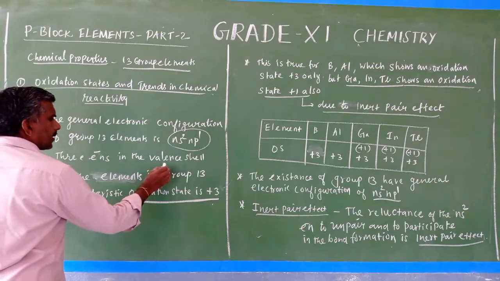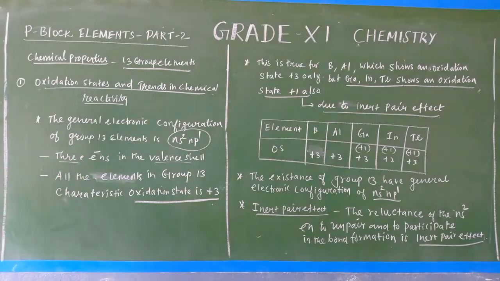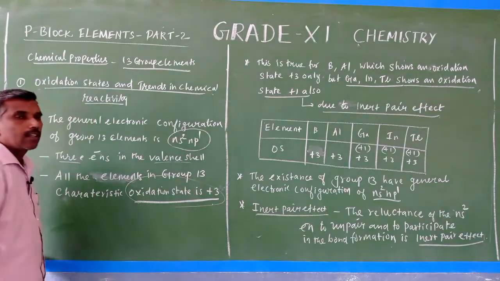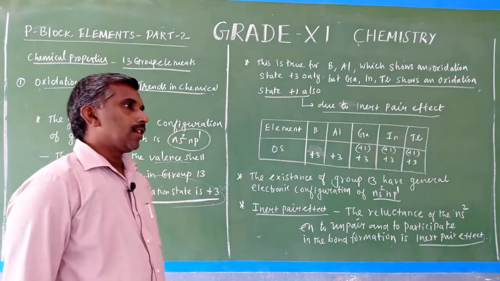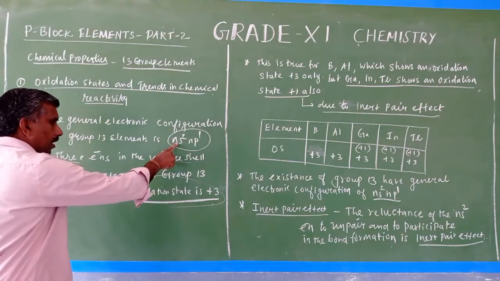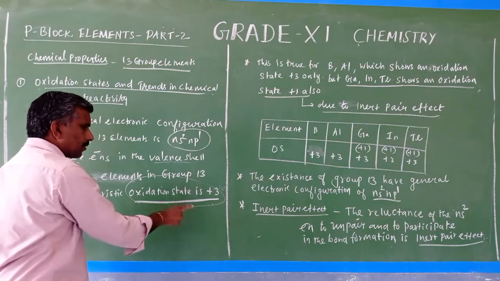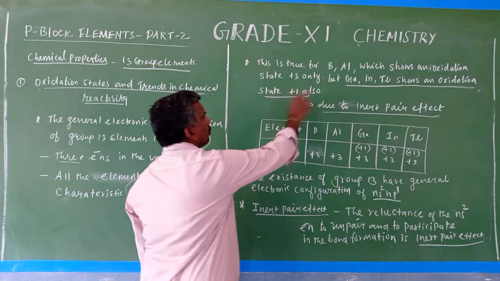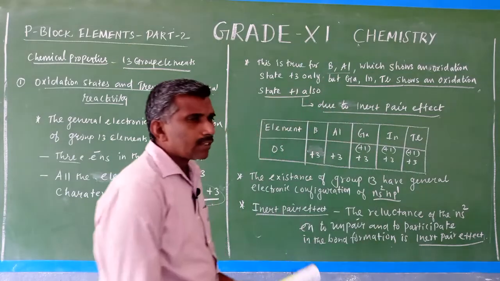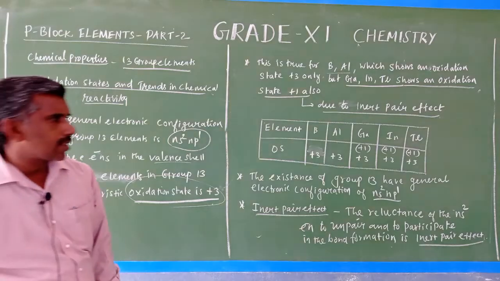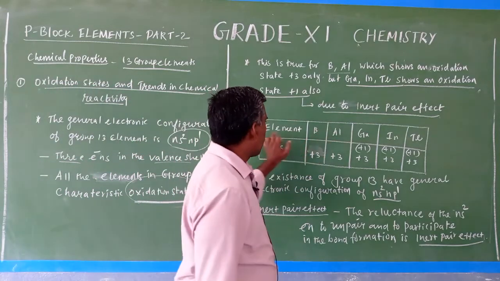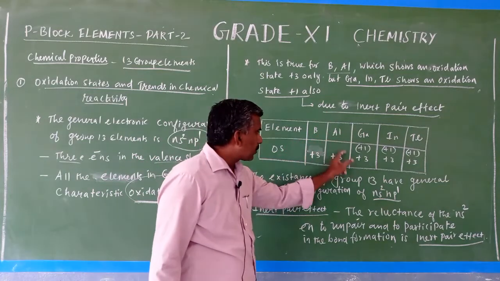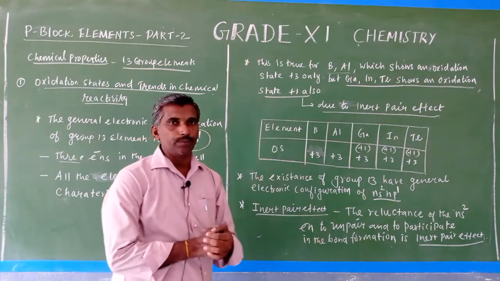These 3 electrons are in the valence shell. All the elements in group 13 have the general electronic configuration ns2 np1, and the general oxidation state is plus 3. All the elements show plus 3 oxidation state. This is true for boron and aluminum. Boron and aluminum show only one oxidation state, plus 3.